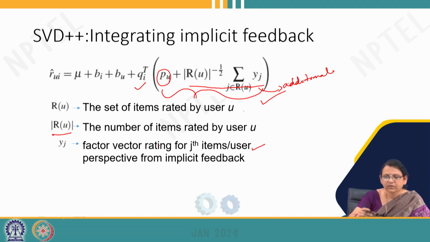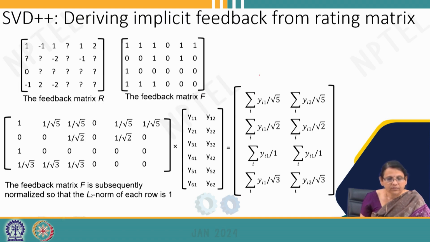Now, the question is, why do we get it in this form? This you have to remember, because in the next few lectures also we are going to encounter this term. This is one example of how SVD++ is derived; we can derive implicit feedback from the rating matrix.